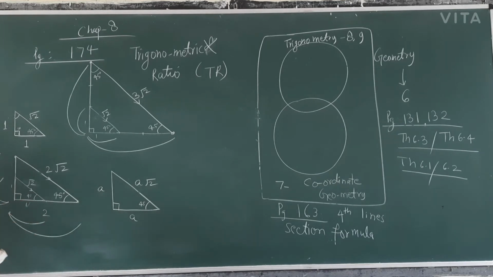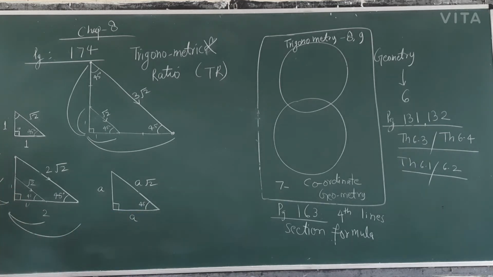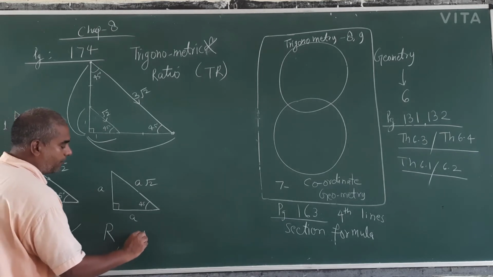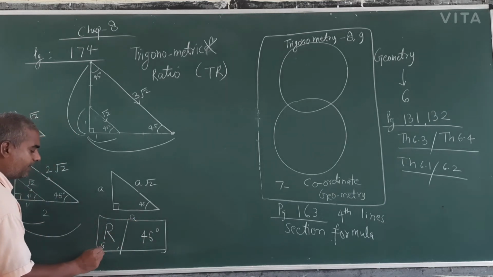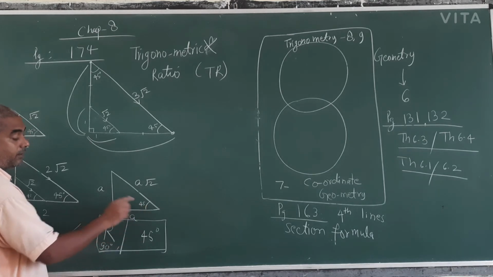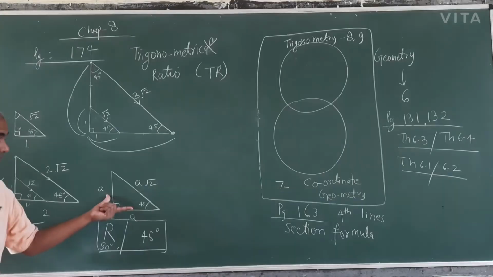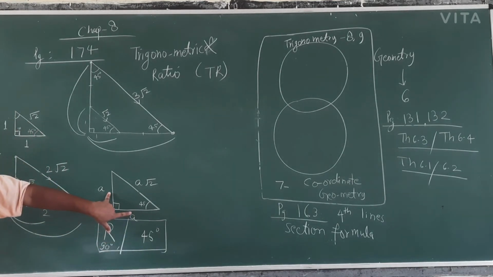What can we say, sir, in this type of figure, if you have a right angle, 90 degree, and one angle is 45 degree, then the two sides remain the same length, meaning the ratio of this to this is equal to 1 to 1.